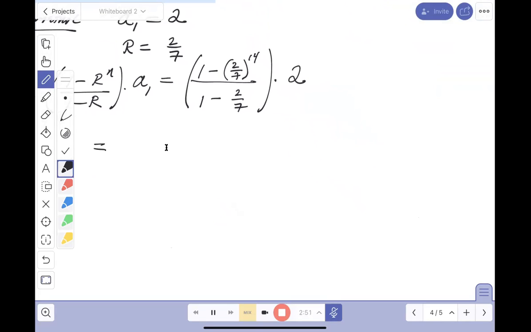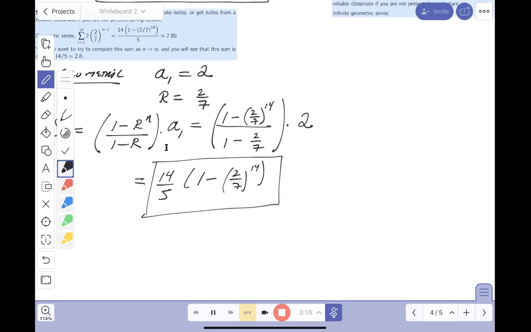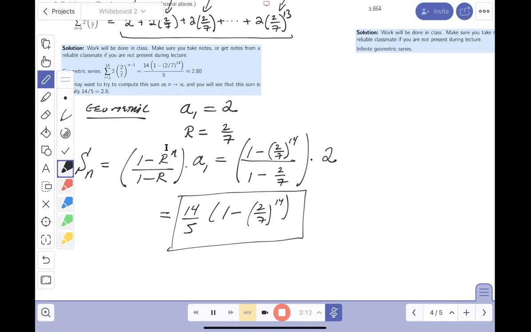And the bottom is 1 minus 2 sevens, which is 5 sevens. And when you divide by 5 sevens, it's multiplied by 7 fifths. So I get 14 fifths times 1 minus 2 sevens to the 14th power. By the way, that's the extent of the arithmetic that we'd like you to be able to do. Number one reason why is 2 sevens to the 14th power is outrageously difficult to do.